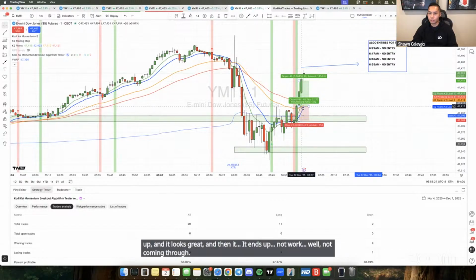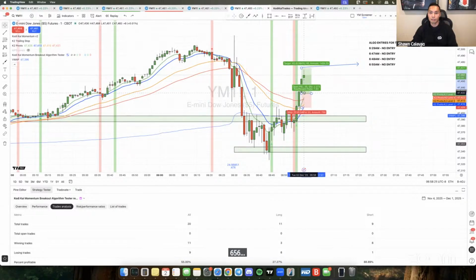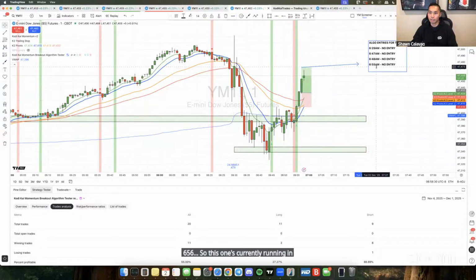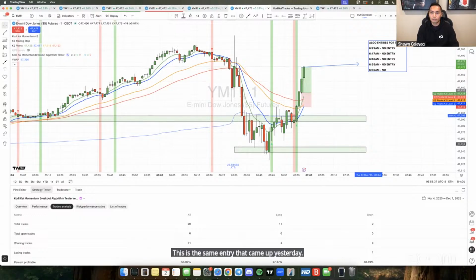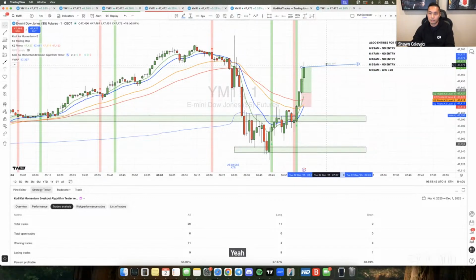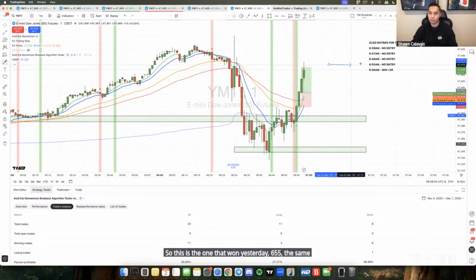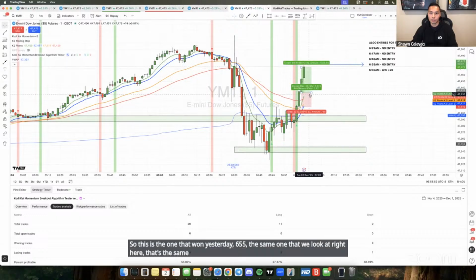There was another entry right here at 656. So this one's currently running in profit for a buy. If you have access to my algo, it's going to hit full TP again right there. This is the same entry that came up yesterday. Same entry from yesterday, guys. So this is the one that won yesterday, 655. The same one that we look at right here. That's the same one that won yesterday.